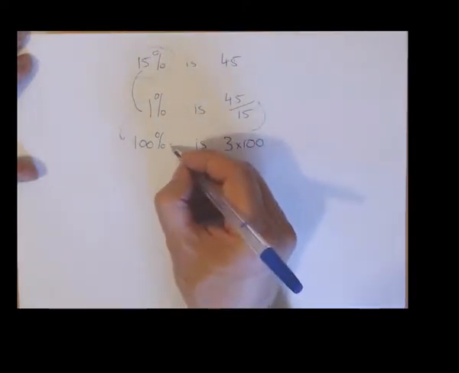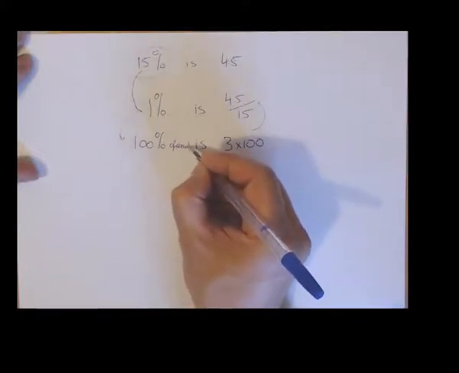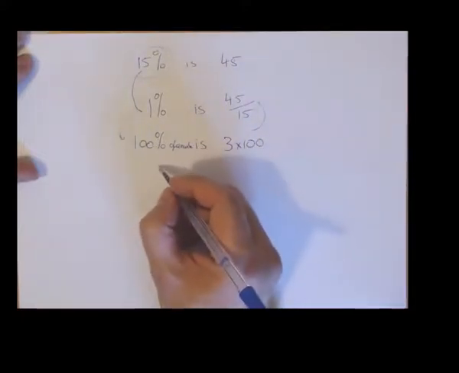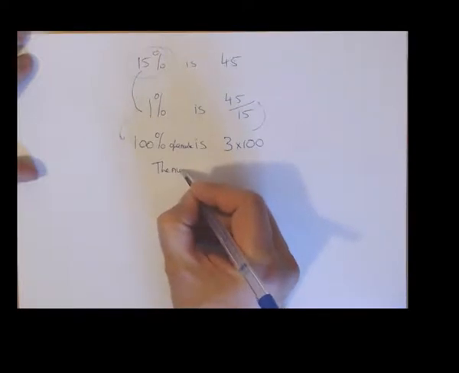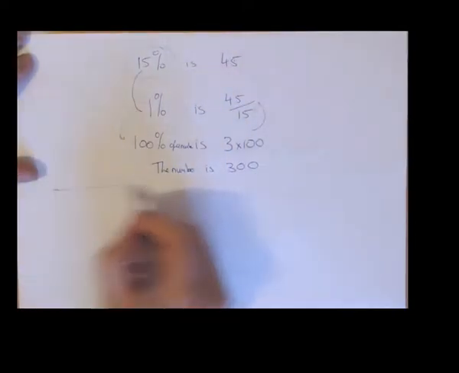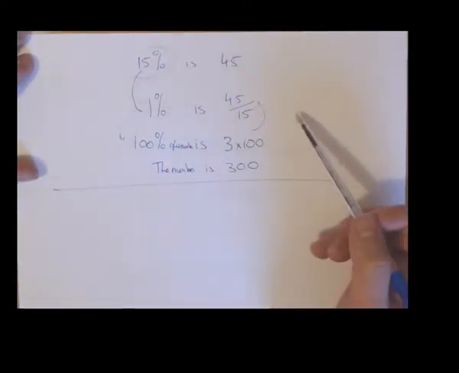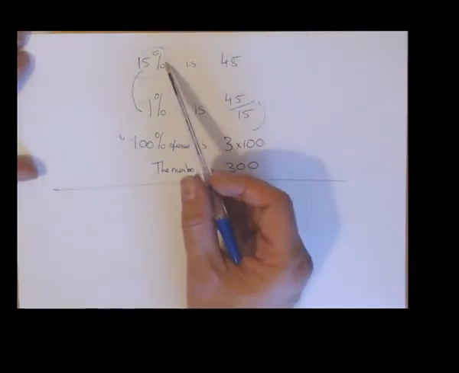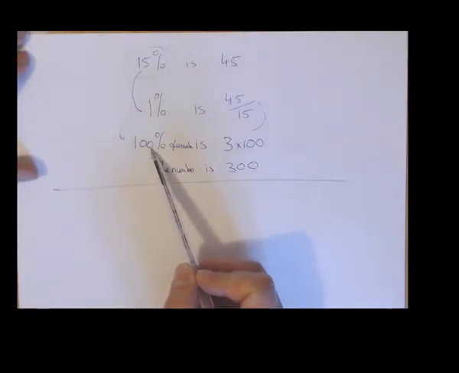So 100% of a number means the number is 300. So this is called the unitary method, and you will use it a lot. It's the handiest way to find your way from 15% up to 100%.